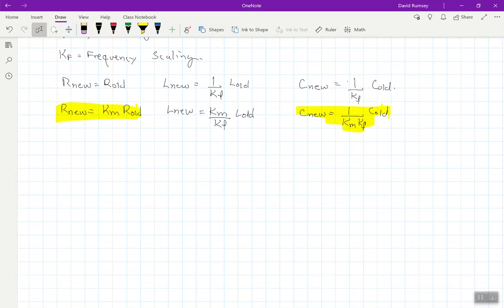Now, the next thing is to look at Butterworth filters here.